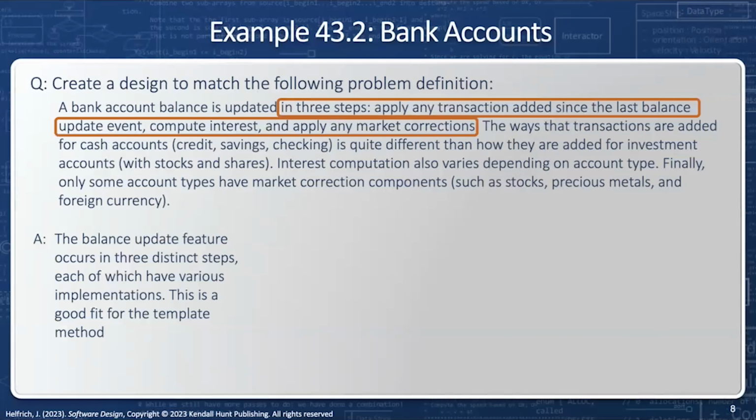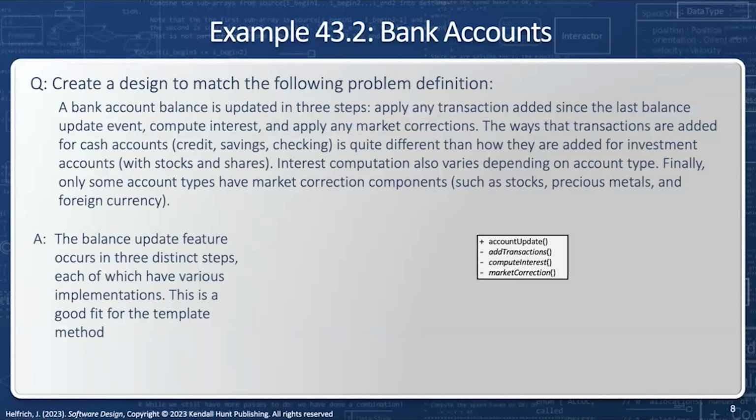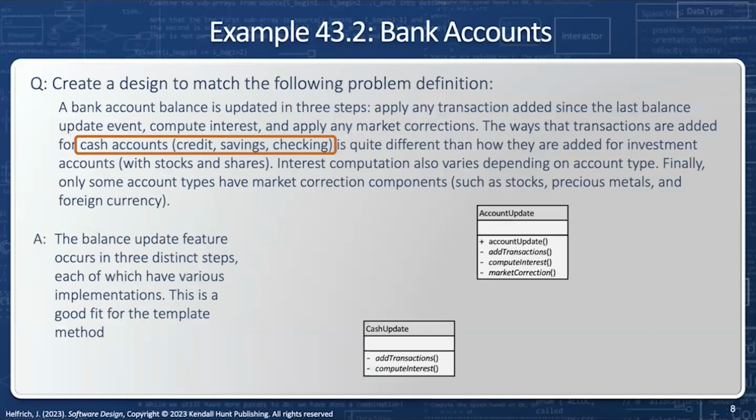So we have 3 steps: apply any transactions added since the last balance update, compute interest, and apply any market corrections. So I'm going to have AccountUpdate, and I'm going to have those 3 steps: add transactions, compute interest, and market corrections. And I'm going to put all these in a single class called AccountUpdate. Now I have cash accounts with checking, savings, and credit. So I'm going to call that CashUpdate, and it's only going to override add transactions and compute interest because there's no market correction for cash accounts. And this, of course, is related through inheritance.